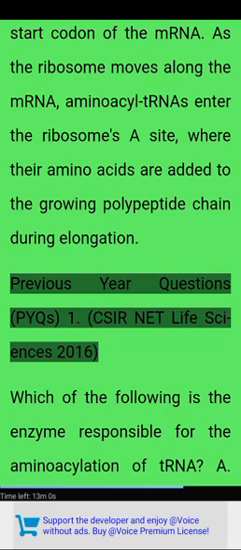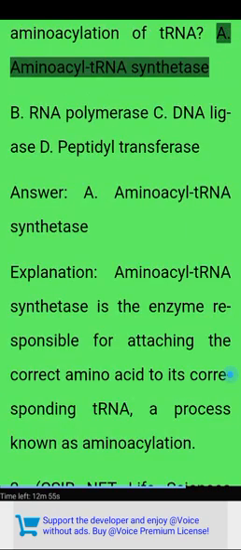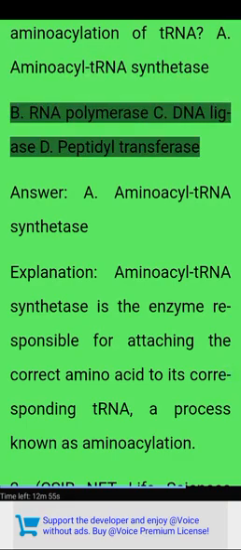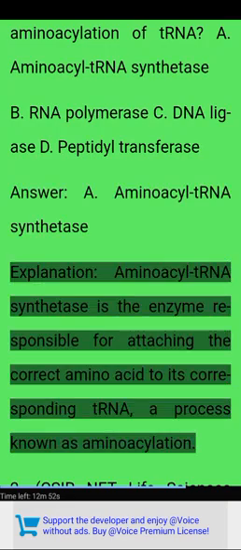Previous year questions, PYQs. 1. CSIR NET Life Sciences 2016. Which of the following is the enzyme responsible for the aminoacylation of tRNA? A. Aminoacyl-tRNA synthetase, B. RNA polymerase, C. DNA ligase, D. Peptidyltransferase. Answer: A. Aminoacyl-tRNA synthetase. Explanation: Aminoacyl-tRNA synthetase is the enzyme responsible for attaching the correct amino acid to its corresponding tRNA, a process known as aminoacylation.